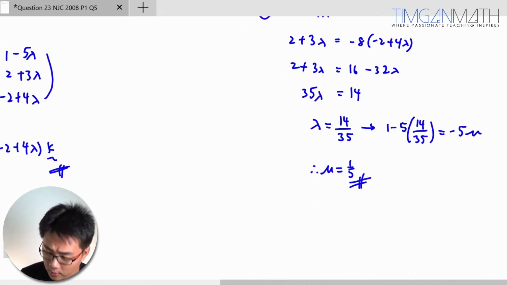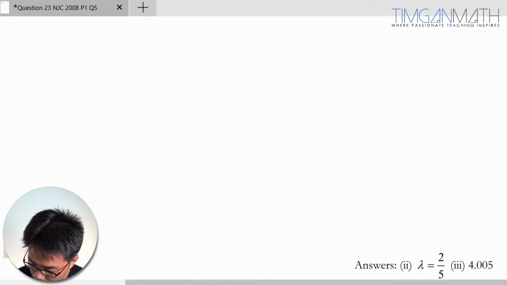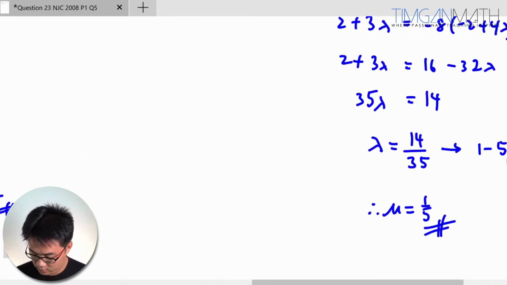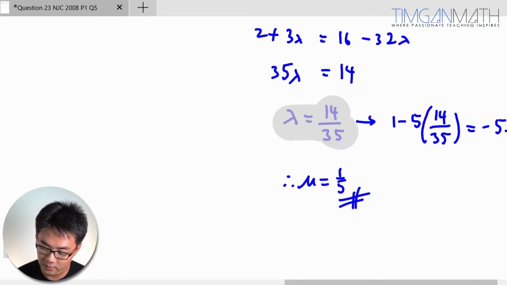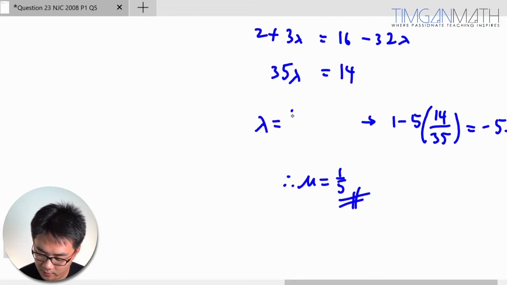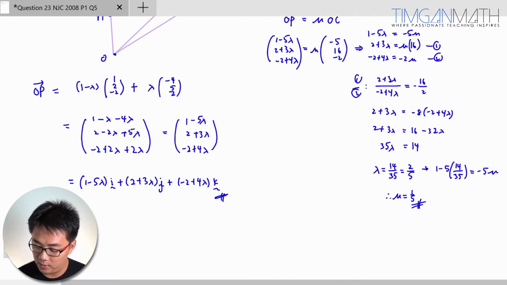That's how you solve for the first two parts. Oh yeah, this could be expressed as 2/5. So lambda equals to 14 over 35, which is actually 2/5. That's too bad. Okay, let's look at part 3.